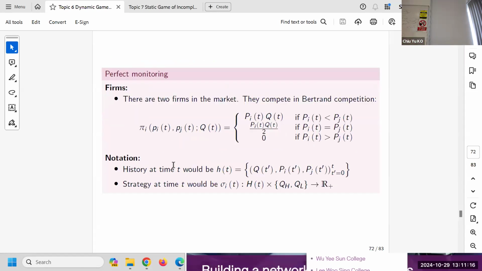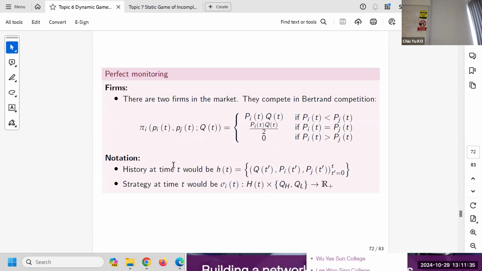So there are two firms in the market. Just make sure that they're Bertrand. If the prices are the same, they split the market equally. If one is lower, then the firm that lowered the price gets every consumer, and if your price is higher than the other firm's, you get 0. So standard Bertrand, right?